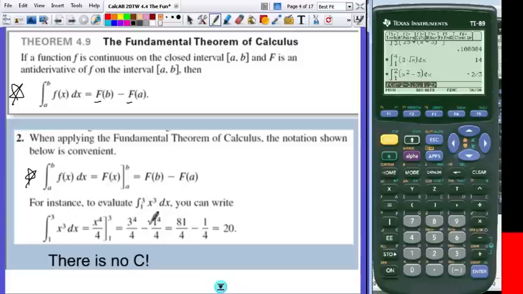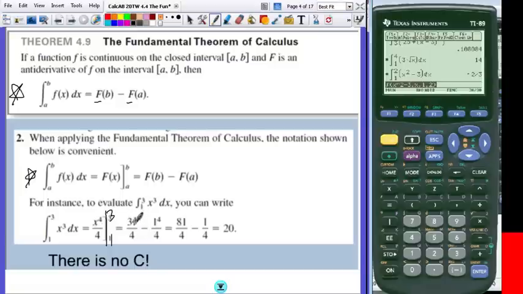Let's actually do it. I have an example written out here. So I'm going to evaluate the integral of x cubed from 1 to 3. So if you integrate x cubed, you get x to the 4th over 4. And the way we write that is I put this bar right here and write 3 and 1, just to remind myself I'm integrating from 1 to 3.